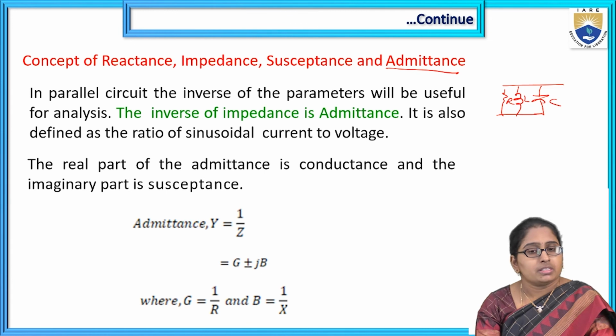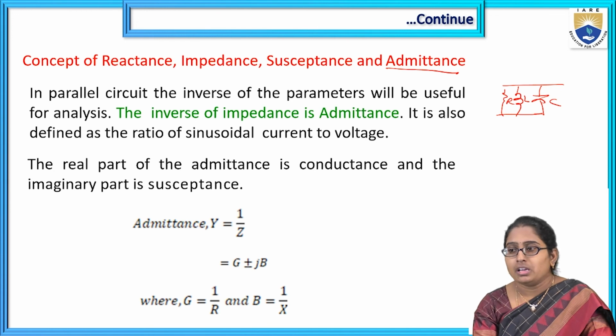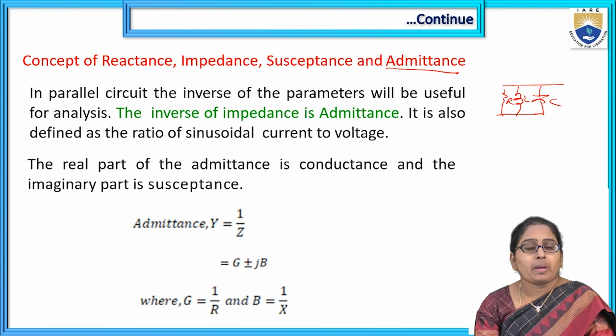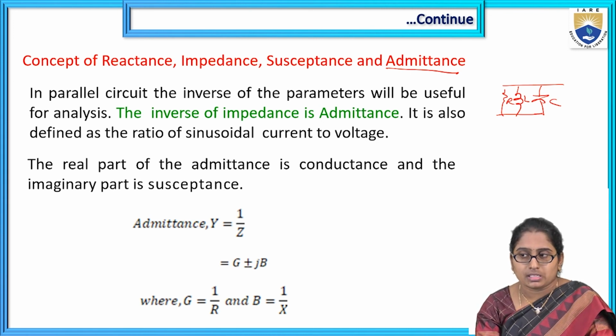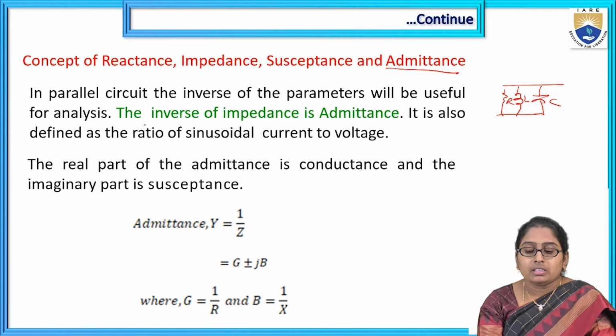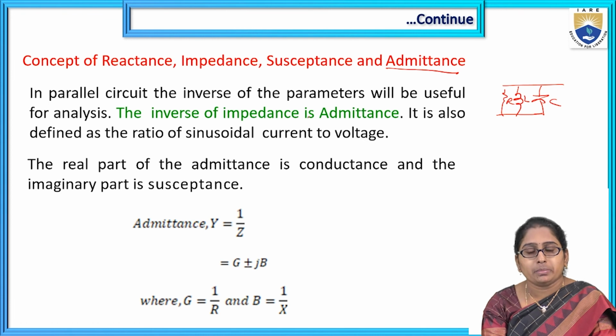In a series circuit, impedance is fine, writing the impedance using resistance and reactance. But in a parallel circuit, the inverse of the parameters, that means 1 by R, 1 by XL, 1 by XC, is useful for analysis purposes to solve the circuit. So now we come across a new word that is defined as admittance. The inverse of impedance is admittance. Simply, admittance is nothing but the inverse of the impedance.